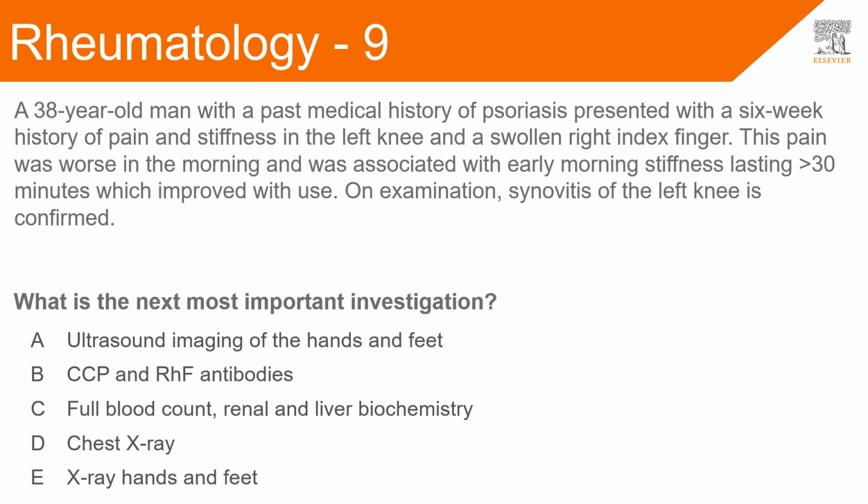So this is a 30-year-old man with a previous history of psoriasis who has a 6-week history of pain and stiffness of the left knee and also a swollen index finger. Pain is worse in the morning. He has early morning stiffness and it gets better with time. So where do you go next in terms of investigation? A, ultrasound; B, CCP and rheumatoid factor; C, FBC, a full set of blood tests; D, chest x-ray; or E, specific x-ray of the hands and feet. Have a think. I'll give you 4-5 seconds.